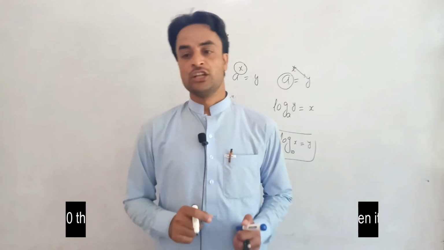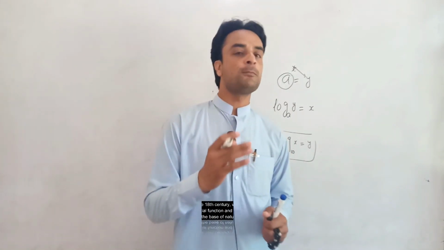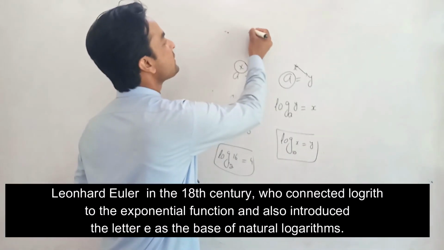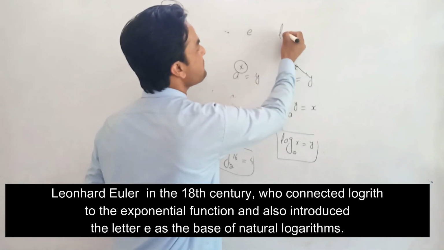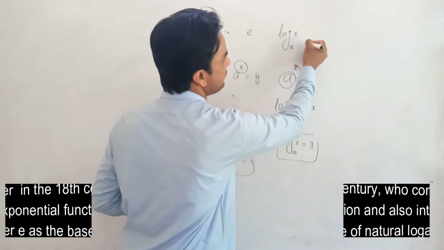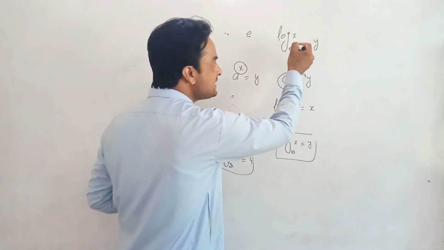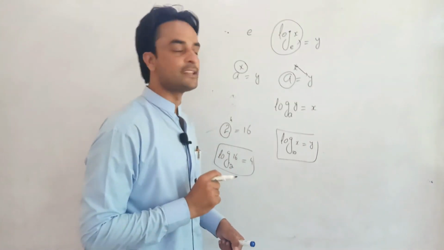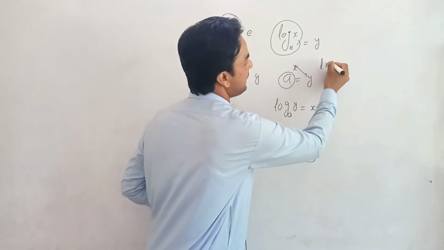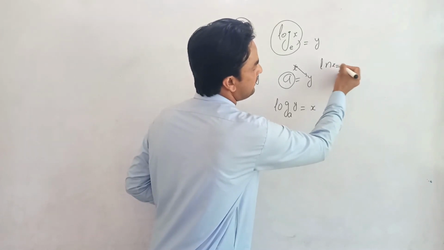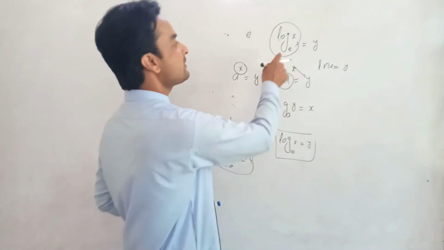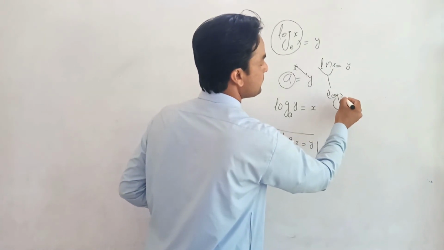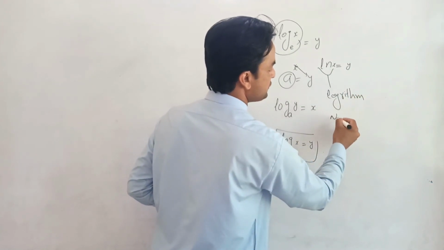In the 18th century, Leonhard Euler introduced another format of logarithm, connecting it to the exponential one, and introduced e. That is, he used this e in the base: log of x to the base e is equal to y. This is the natural logarithm, and we denote it by ln. Natural log of x is equal to y. Then we will not write base e, it is just the natural logarithm.